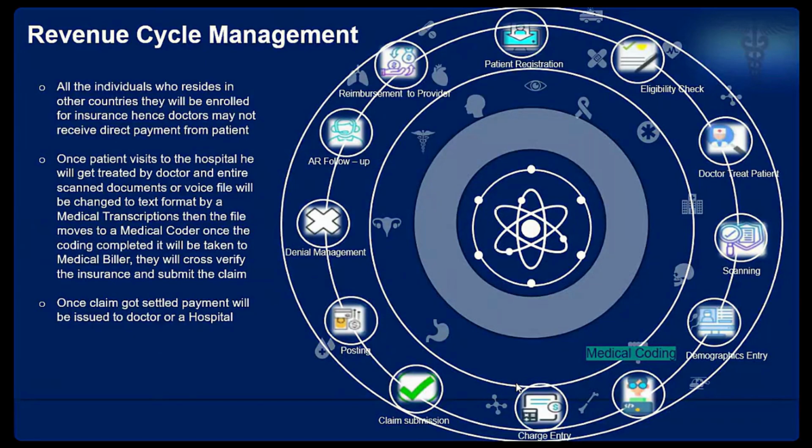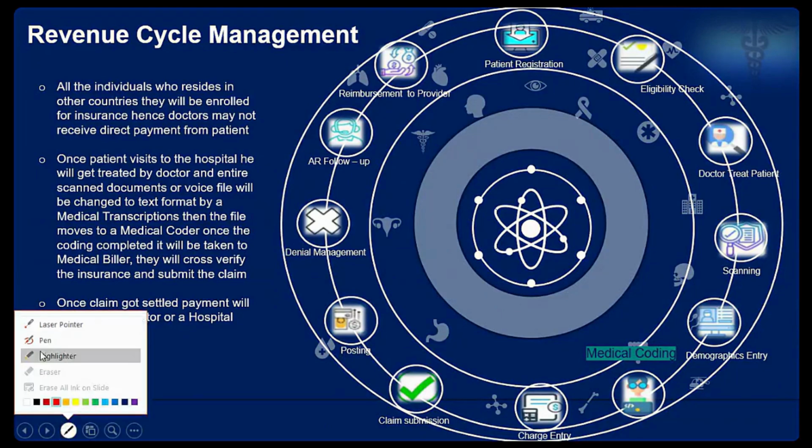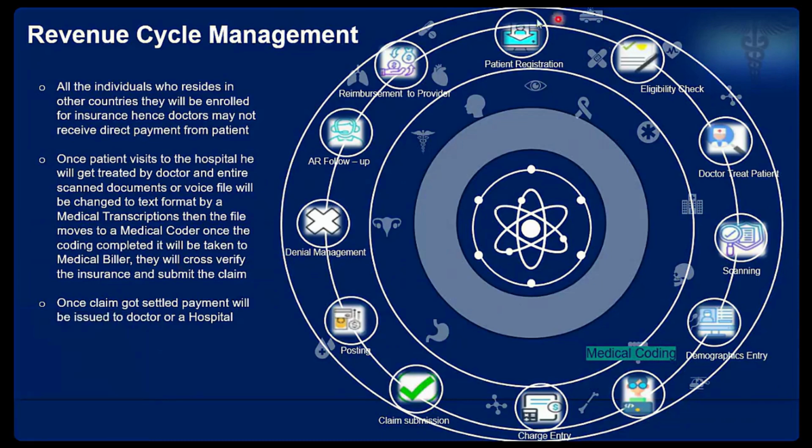So these are the different benefits of medical coding. Now, there are this many steps in revenue cycle management. The first one is that the patient comes to registration. After the registration of the patient, it goes for an eligibility check, because the insurance has to be checked, right, whether the patient is eligible for the insurance for that particular treatment and all those things.